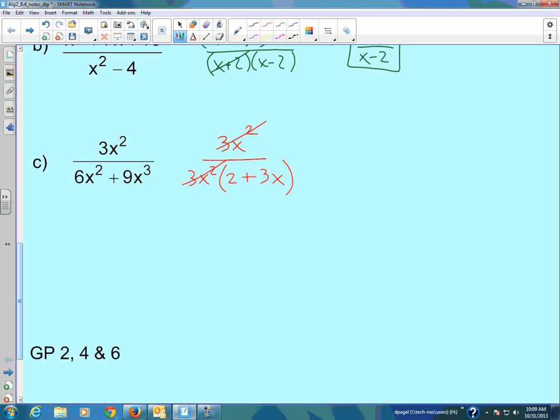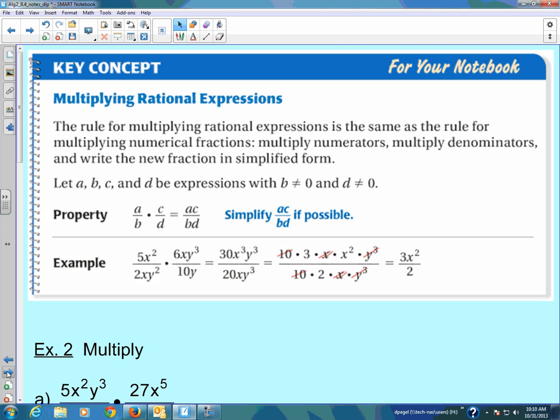And then here's another classic mistake if somebody would just write either 2 plus 3x, or maybe even make this 0. But remember, when you cancel the 3x squared, it leaves a 1. You have 1 over 2 plus 3x. So there we are doing some factoring, simplifying, and we're going to carry that into the multiplying of rational expressions.